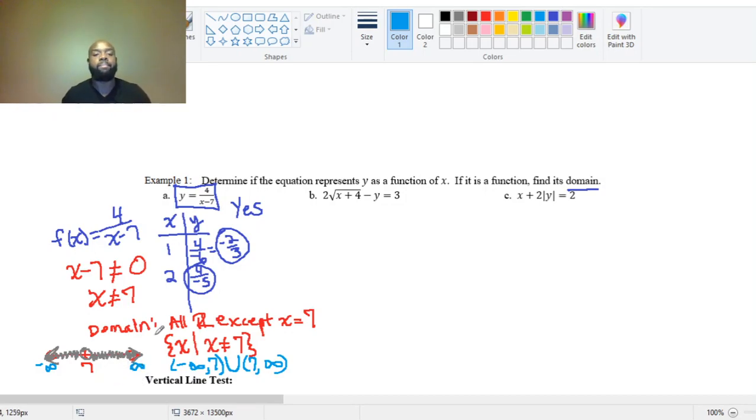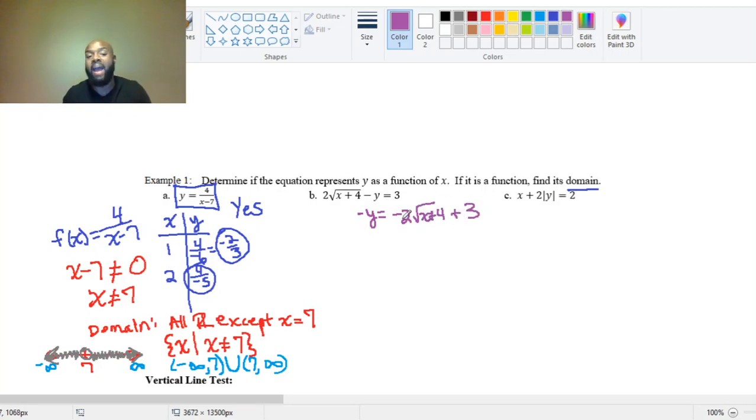Let's go to part B. It says 2 square root of x plus 4 minus y equals 3. What I'm going to do is go through the process of solving for y. That means I'm going to subtract this whole term here, and I'm going to get negative y equals negative 2 square root of x plus 4 plus 3.